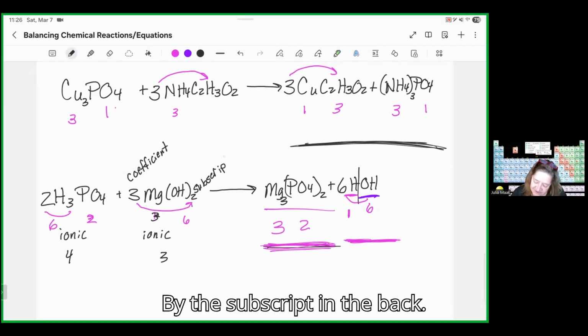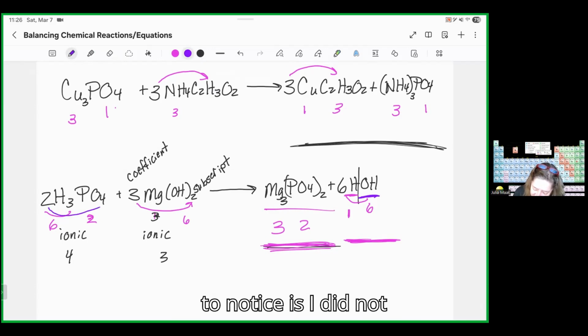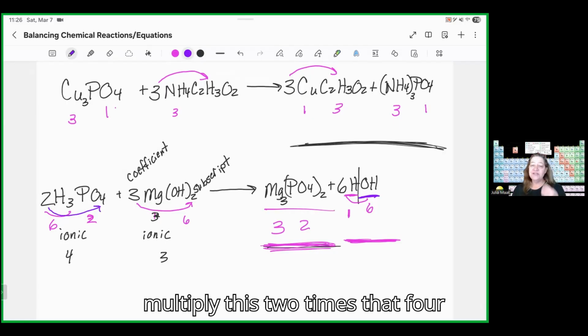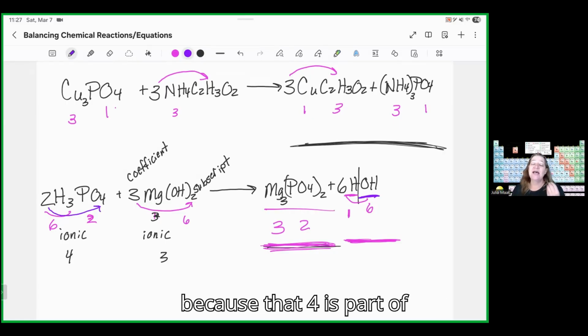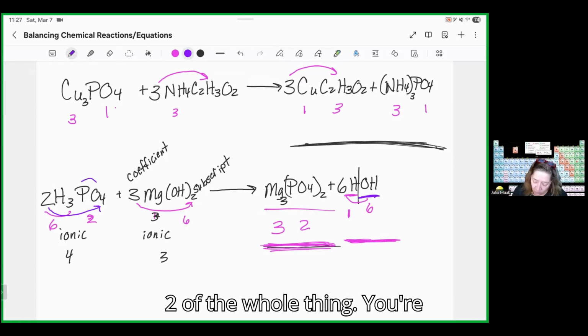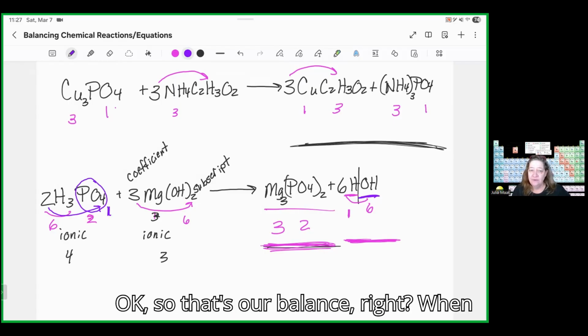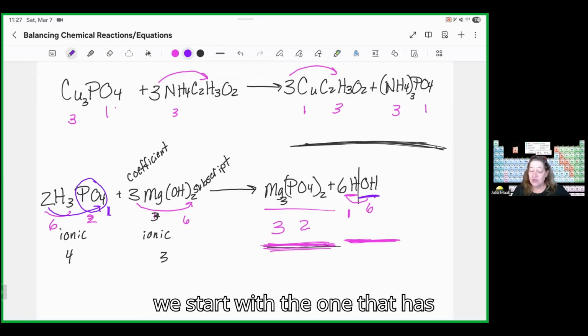By the subscript in the back, okay? So what I want you to notice is I did not multiply this 2 times that 4, because that 4 is part of the polyatomic ion. That is 2 of the whole thing. You're multiplying 2 times 1 polyatomic ion. Okay, so that's our balance, right?